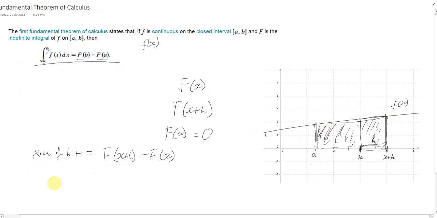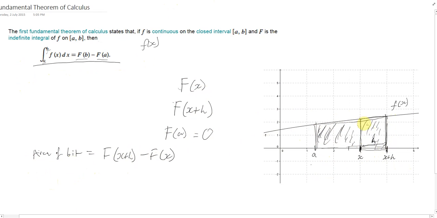Okie dokie. Now let's find an expression for the area of that little bit. Terrible mind blanks occurring. Okay, let's write down one more thing we know about the area of that little sliver.